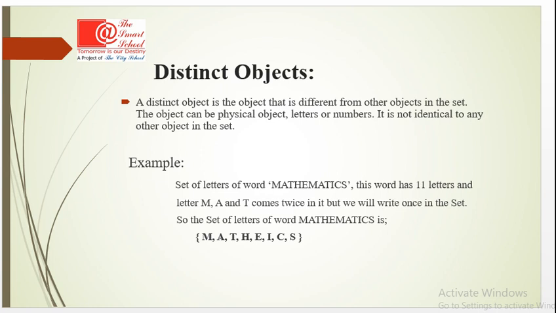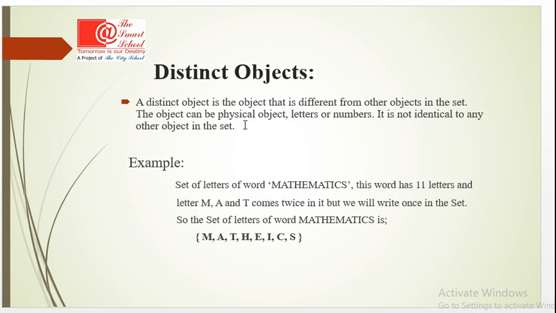Now in the beginning of the lesson we discussed that a set is a collection of well-defined and distinct objects. We discussed and understood the term well-defined, and now we are talking about distinct objects. A distinct object is an object that is different from other objects in the set. The object can be a physical object, letters or numbers. It is not identical to any other object in the set, which means that we cannot write one element twice, because if we write it twice, it is not distinct.